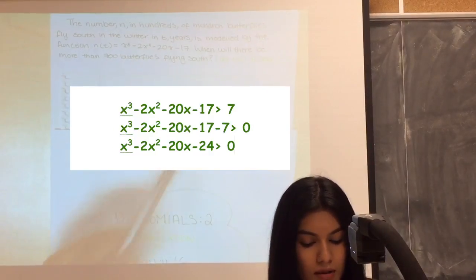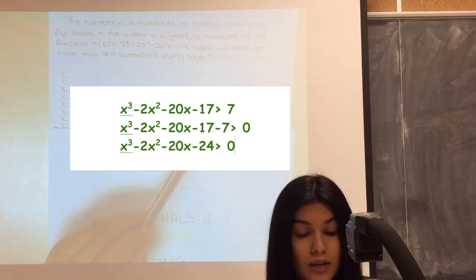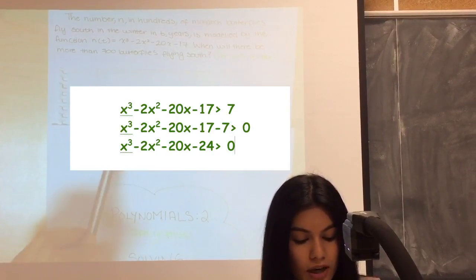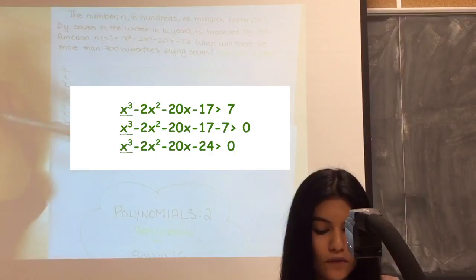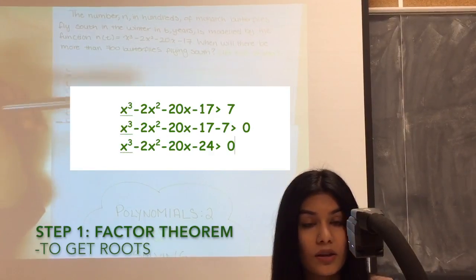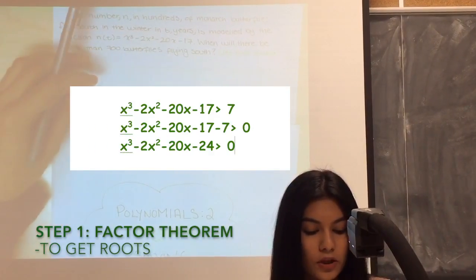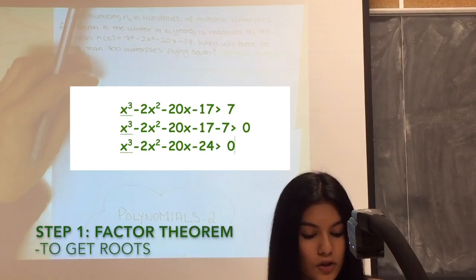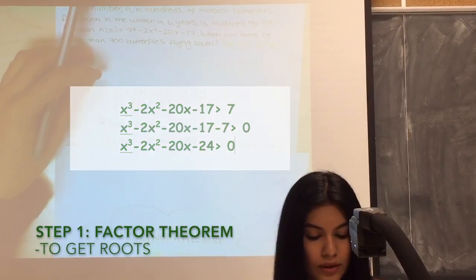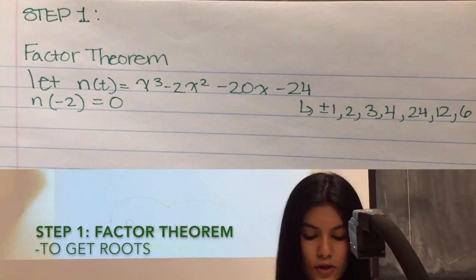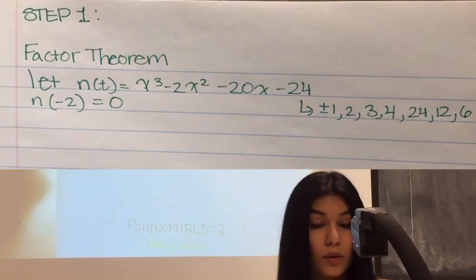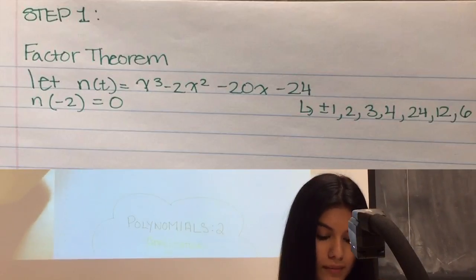So I wrote it like that in the beginning, and you rearrange the 7 to make it greater than 0. Once you do that, you get your equation like this. So from here, when you're dealing with inequalities, you want to factor it to get your roots. And when you're dealing with a polynomial, you use the factor theorem. So in the first step, I use the factor theorem, and you're supposed to find the values for x that will let the function equal 0, so the remainder will be 0.